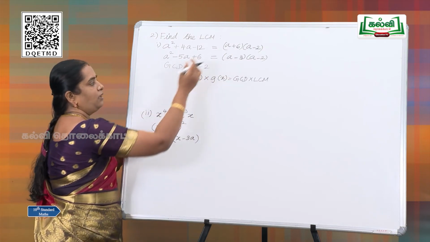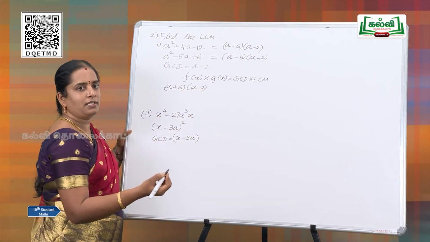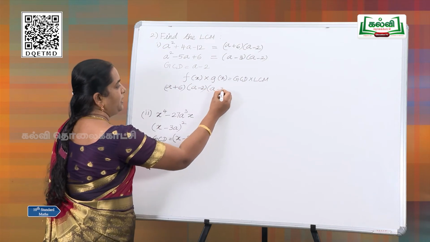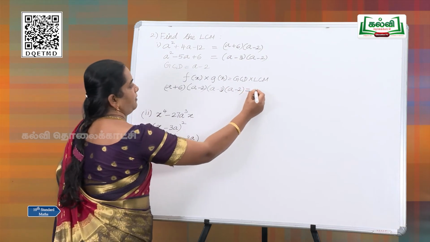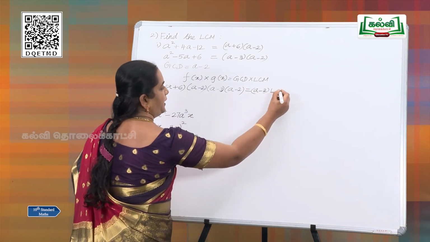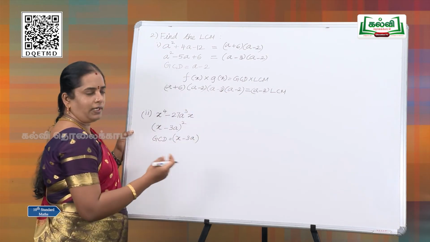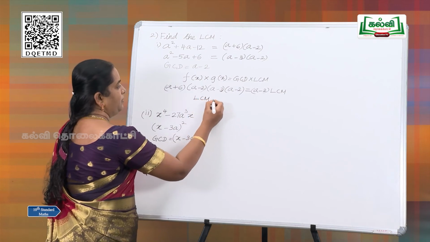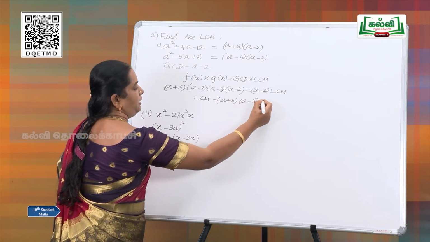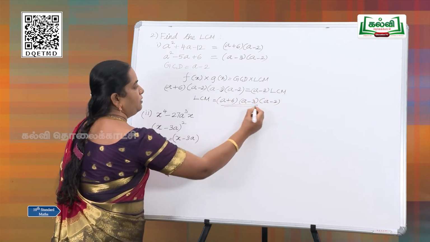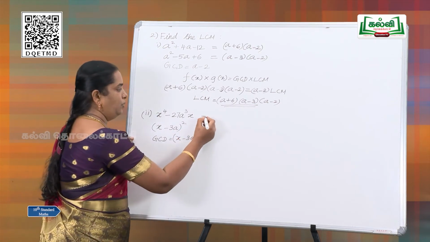So, f of x is a plus 6 into a minus 2, and g of x is factorized to be a minus 3 into a minus 2, and the GCD is given as a minus 2. We have to find the LCM. Dividing both sides by a minus 2, we get the LCM as a plus 6 into a minus 3 into a minus 2. So, using the relationship we have got the LCM easily, and we have to move to the next sum.